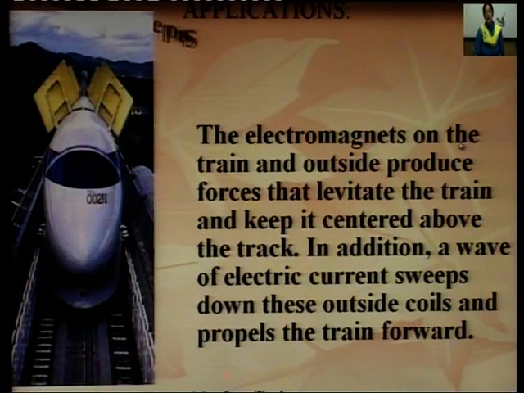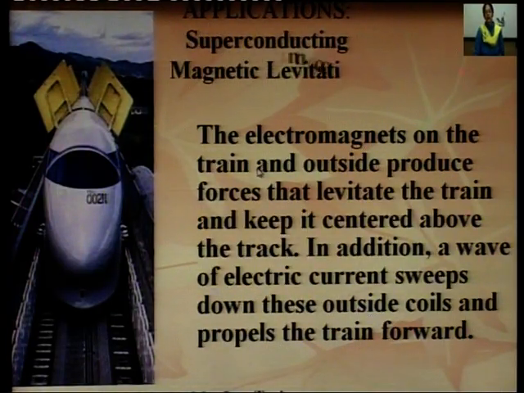So now what happens? The electromagnets on the train and outside produce forces that levitate the train. Levitate means rise, lift the train and keep it centered above the track. In addition, a wave of electric current sweeps down these outside coils and propels the train forward, and the train starts moving. So this is an application of superconductors in magnetic levitation. So superconducting magnetic levitation, this is how it happens.